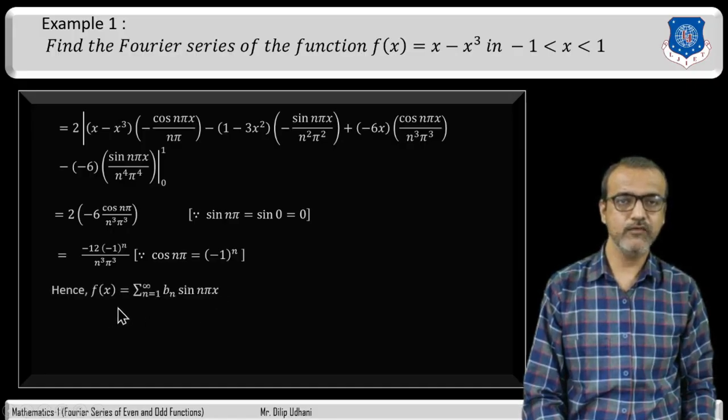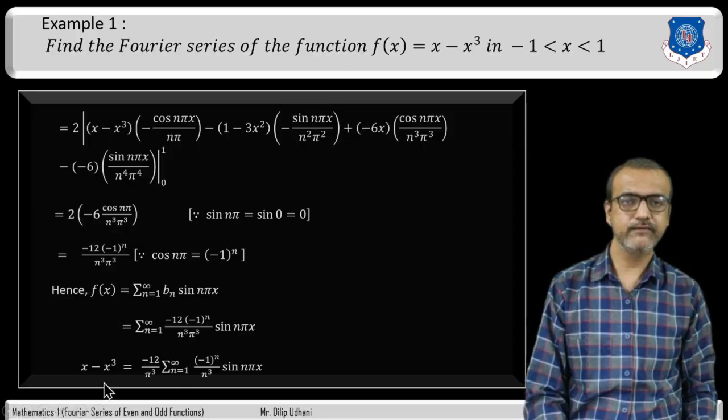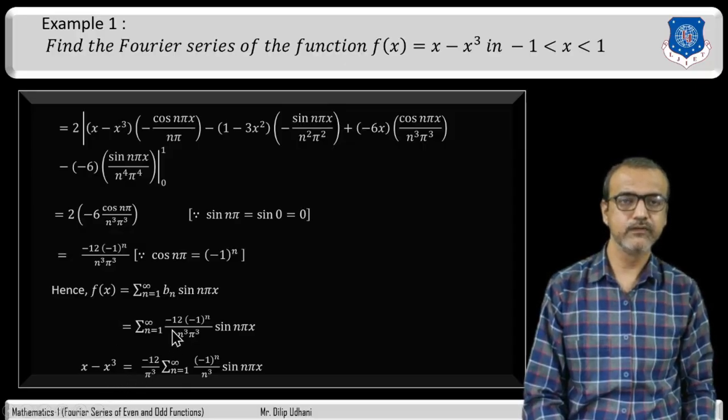Now f of x equals sigma n from 1 to infinity Bn sin n pi x. Now we will replace Bn by this function. So it is sigma n from 1 to infinity minus 12 times minus 1 to the power n upon n cube pi cube into sin n pi x. And f of x is x minus x cube, that is equal to, writing the constant value outside, minus 12 by pi cube, sigma n from 1 to infinity minus 1 to the power n upon n cube into sin n pi x.